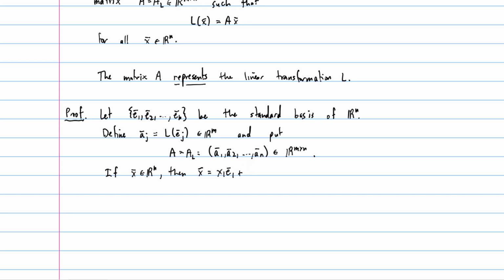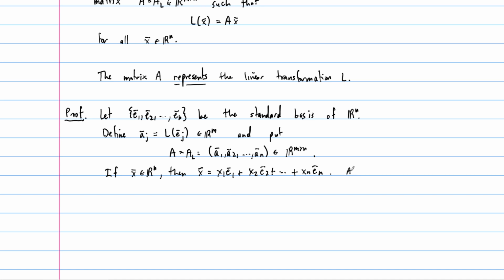x2 e2, all the way up through xn en. So here the x sub 1, x sub 2, etc., those are just the coefficients, right? Those are the entries in the vector, if we wrote it in vector form. And we've written it as a linear combination of the basis vectors, right?